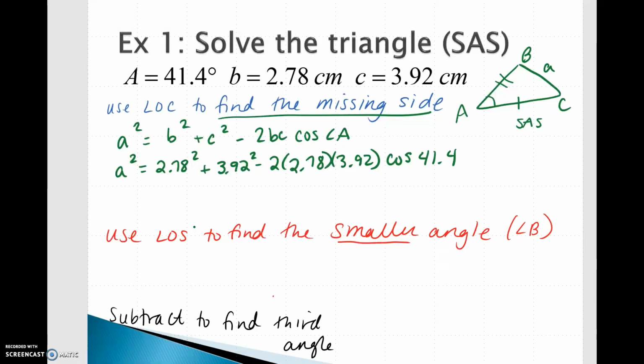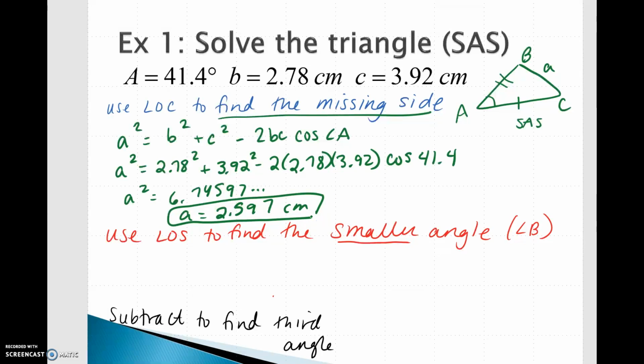Okay, so after we type that in our calculators, we get that A squared equals 6.74597, and don't forget to square root that. That is a very common mistake. And we end up getting that A is equal to 2.597 centimeters. Okay, so now we know all three sides in our triangle.